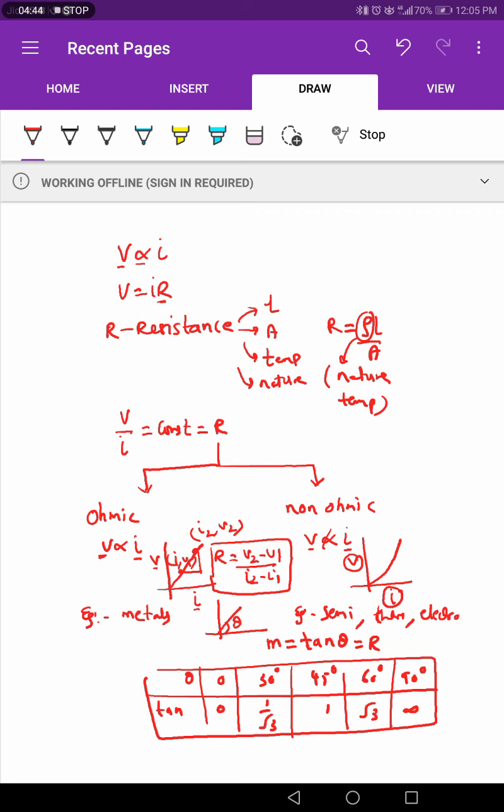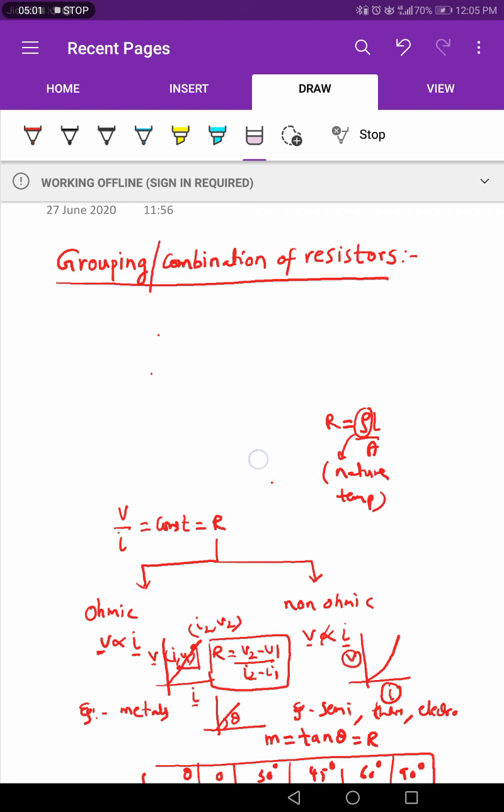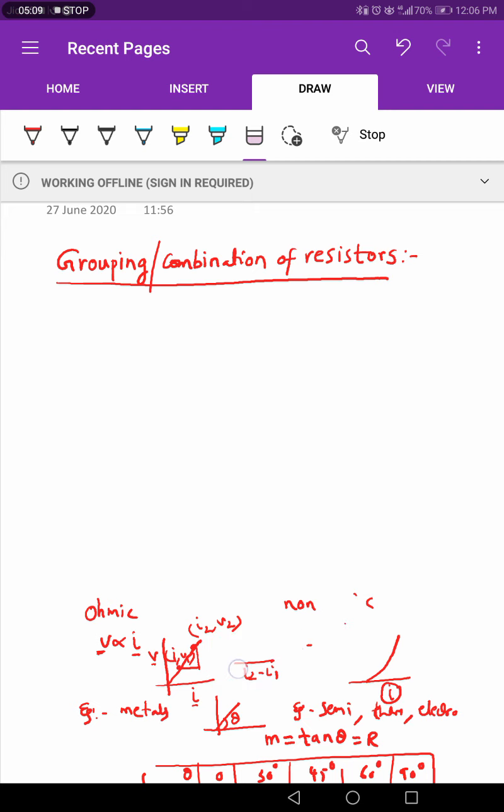So these are the concepts we discussed in the last session. Today we are going to discuss the grouping of resistors. Sir, what is meant by grouping? Grouping is nothing but connecting the resistors. How many ways can we connect the resistors, and what are the values of effective resistance in different combinations?